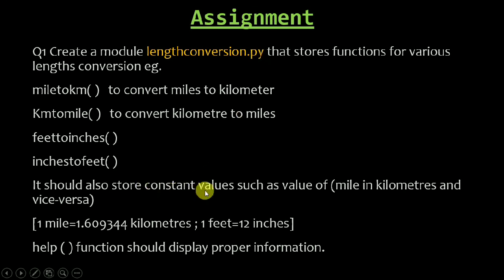And you also have to store the constant values, such as the value of a mile in kilometers and vice versa. These are the constant values, that 1 mile is equal to this many kilometers and 1 foot is equal to 12 inches. So these are your constants, which you can declare or initialize after writing all the functions. After creating this file or module, you have to use the help function, which will display all the information about this module. How will you write it? help, and in the parentheses you write the name, length_conversion.py, and press the enter key. Then whatever docstrings, functions and constants we have used, the help function will provide all that information.